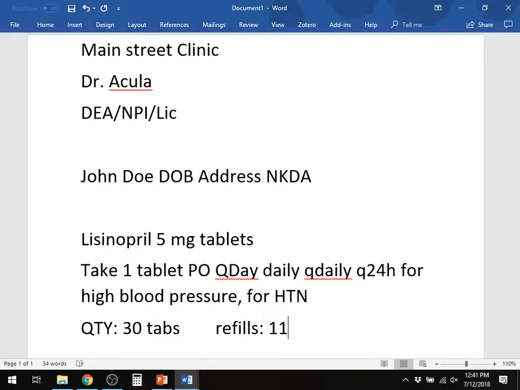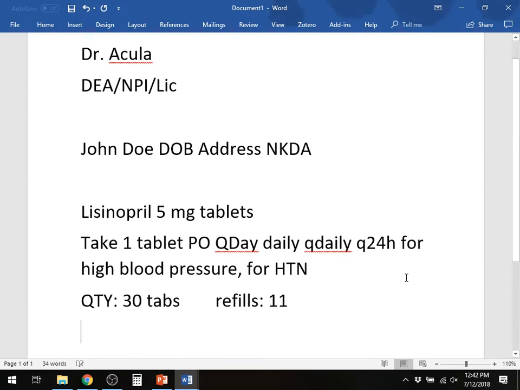Alternatively, depending on the patient's insurance, I could put 90 tabs as a quantity to dispense and then put 3 refills in that case, right? Again, because this is going to be a continuous medication they're going to be taking pretty much forever for most patients, as you'll see, okay? And then what else do I need? All right, so I need my signature as well. So signature, done. Okay, pretty straightforward.